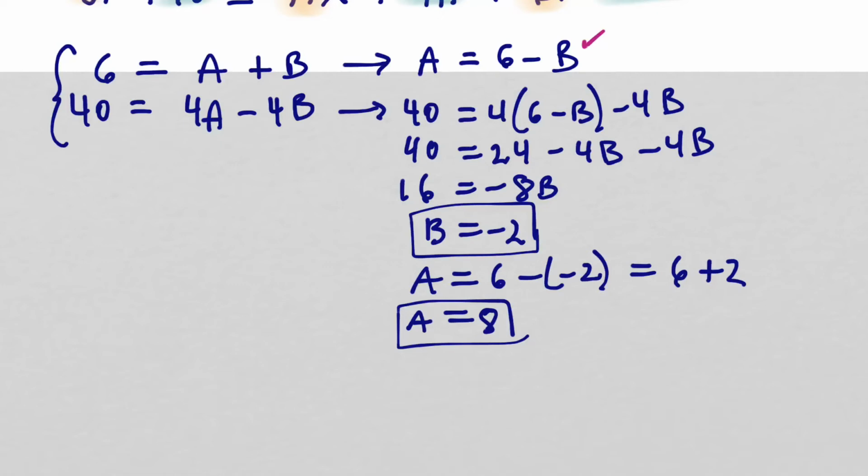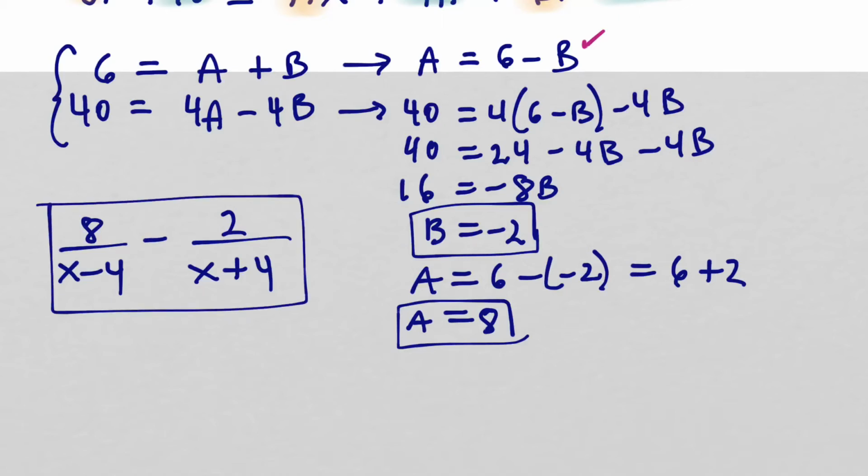All right, so our final partial fraction decomposition is 8 over x minus 4 plus negative 2 over x plus 4. Of course, we usually write this as one sign here. So this would be your final answer here. Now let me just point out that there are other ways that this could be written.